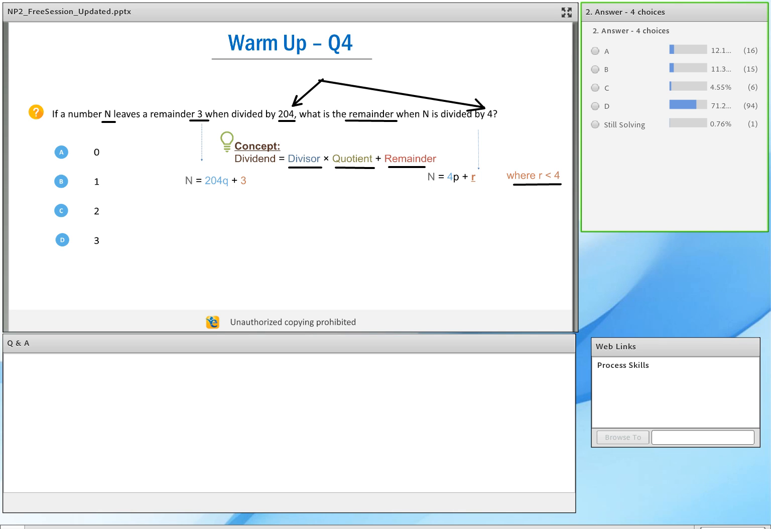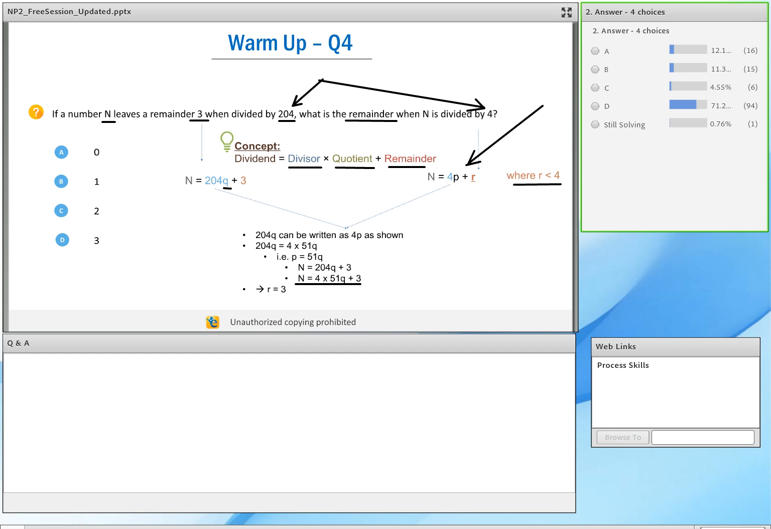Why? Because it leaves a remainder 3 when divided by 204, where q represents the quotient over here. And what we have to do is express n in this form. So we combine this and say, let's write 204q in terms of 4p. How do we go about doing that? We say 204q is 4 times 51q, which means p becomes 51q. So we can write n as 4 times 51q plus 3. This first term, 4 times something, is always divisible by 4. So you get the remainder as 3.